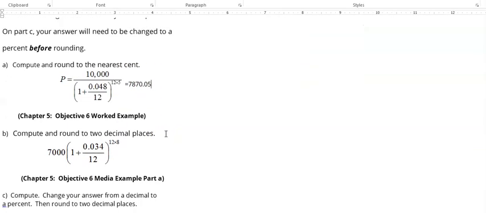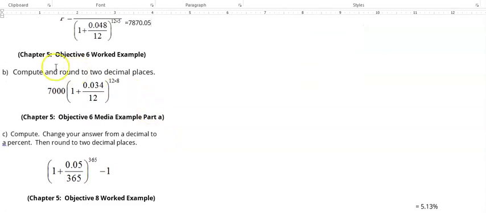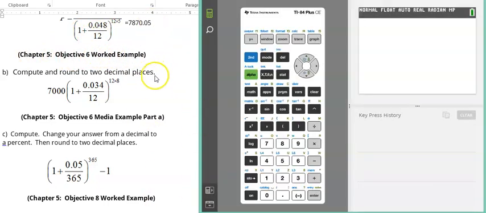So let's look at the next one. Let's scroll down a little bit. And that was the expression in Chapter 5, Objective 6 worked example, so if you want to check how to punch that into your calculator. Now this one is from Objective 6 media example, Part A. We show you how to set this up, and now we want to compute it on the calculator. So we start with the 7,000.